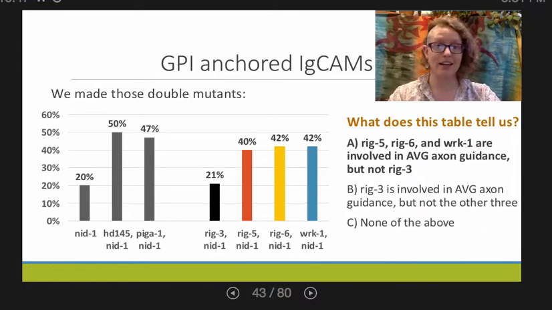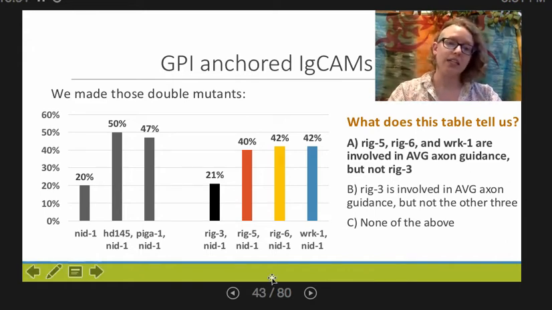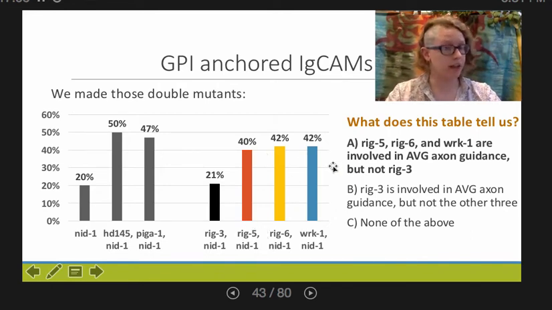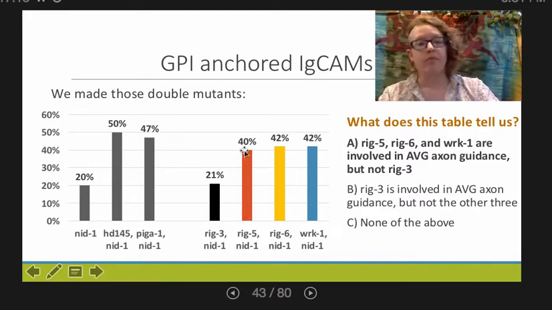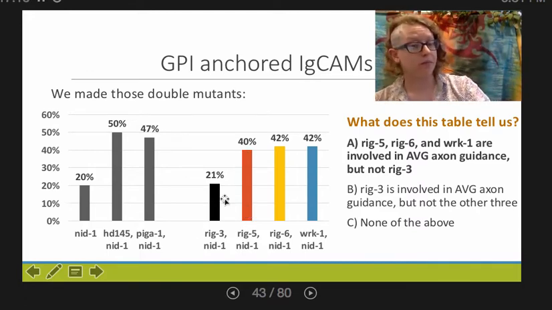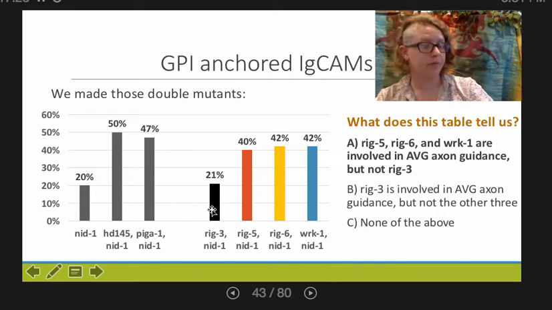We're back! The answer is A. It was not a trick question. Because these three mutants show an increased level of defect, we can say that adding these mutations, or removing these genes, either one is correct, results in increased AVG axon defect. But that's not true for RIG3, which looks the same as nitrogen on its own. So we're not adding any new defects here.